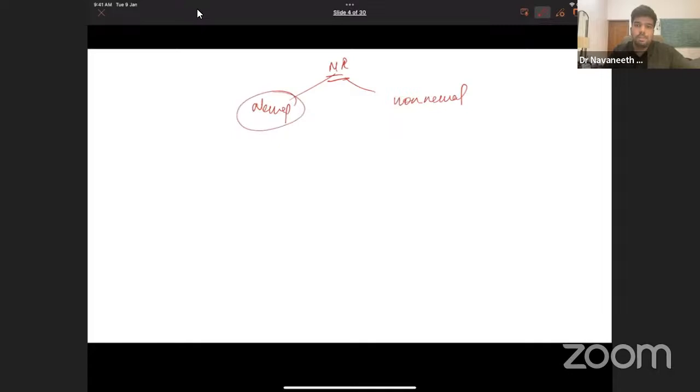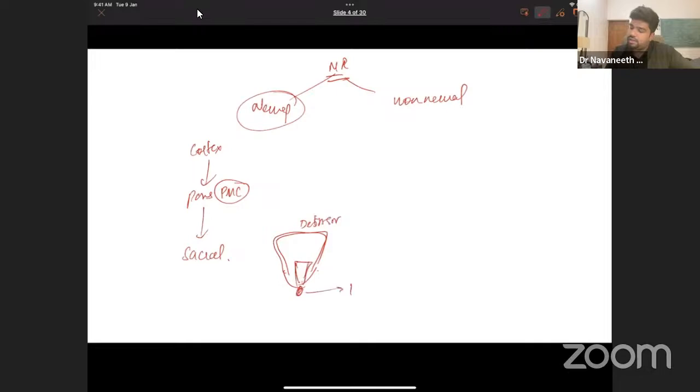If you go to the neural part of the micturition reflex, it involves the cortex. Then you get the pons, which is very important. The pontine micturition center is the main seat for the entire control. And then you get the sacral cord. Then from here, you get the bladder. Let us say this is the bladder, this is the detrusor muscle. Then you have the trigone and the internal sphincter, and then you have the external sphincter. So these are the parts.